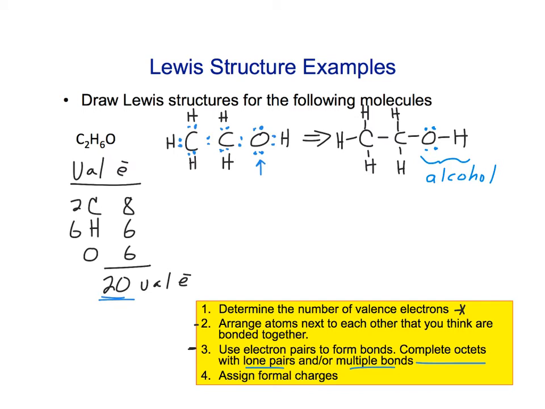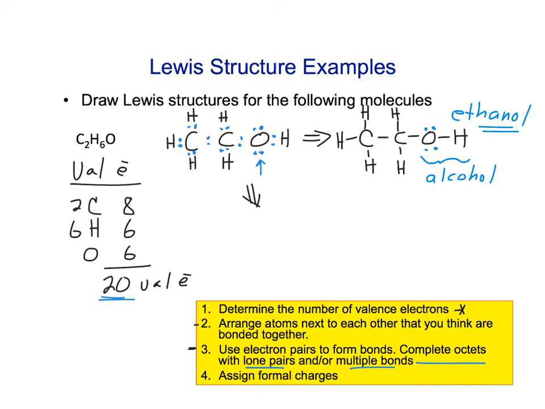And this specific alcohol with 2 carbons is called ethanol. So this is the alcohol that's in alcoholic drinks like beer and wine and things like that. All right, so is the structure of ethanol here the only way that we can put these atoms together into a good Lewis structure? Well, in fact, it's not the only way, right?